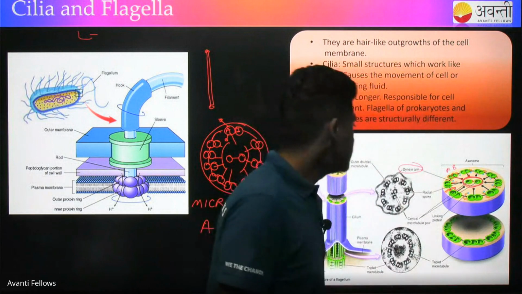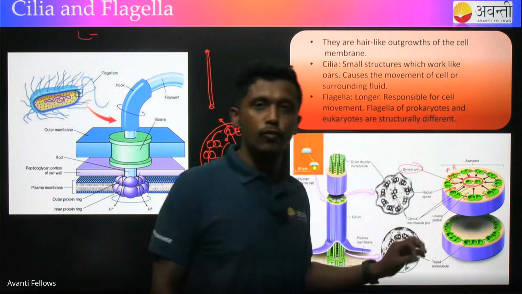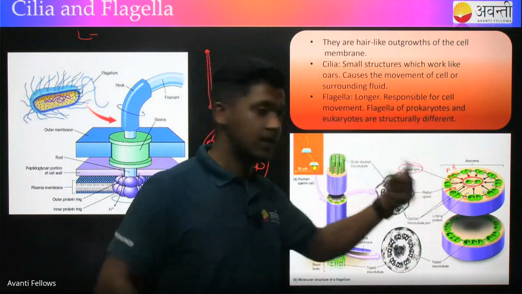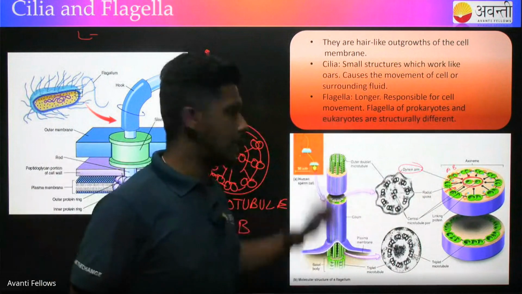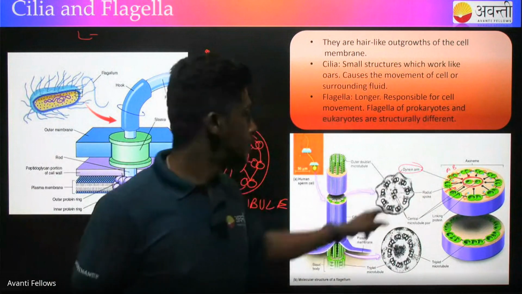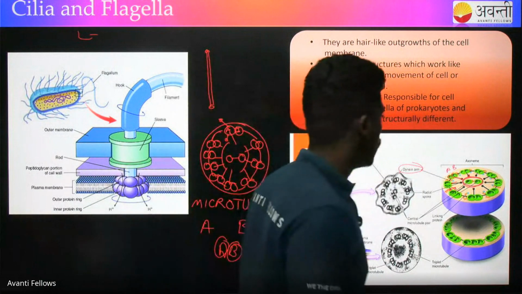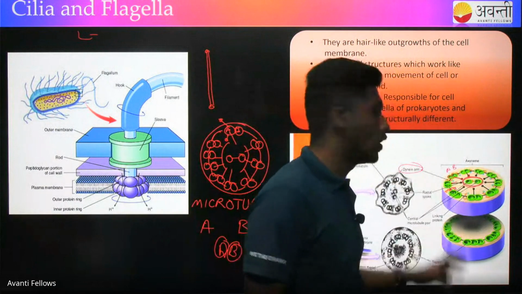Now, these dynein arms are very helpful for the microtubules. Why? Because they generate the energy that is responsible for the movement of the flagella. Which one? The dynein arm, which is present on the microtubule. Understood? Okay. So this entire structure is called an axoneme.